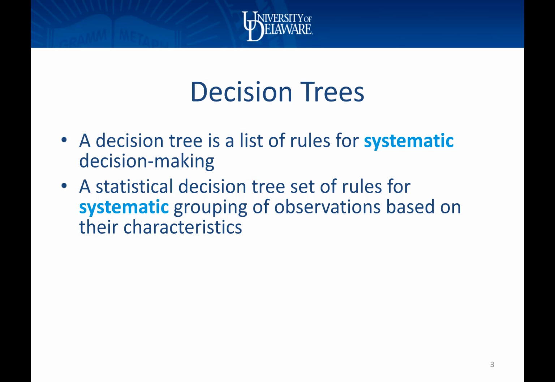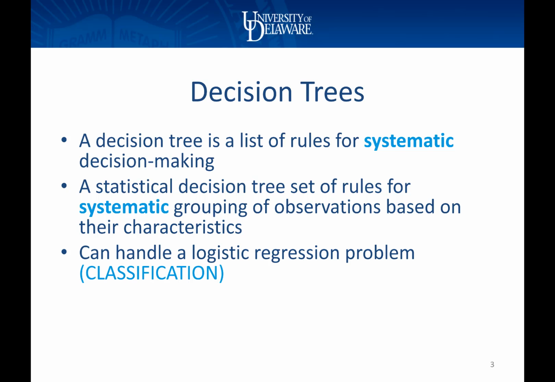A statistical decision tree is just a list of rules for making observations part of different groups based on their characteristics. So essentially, you're saying if this observation appears to be similar to these where we made this decision, then let's make that decision again.